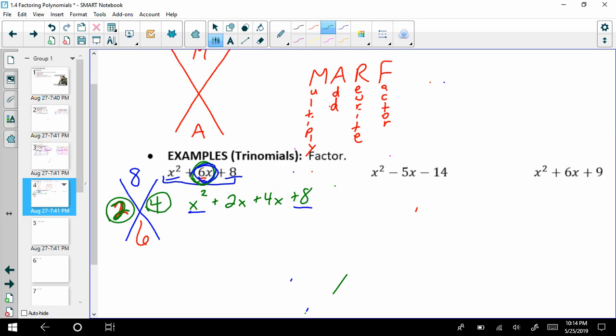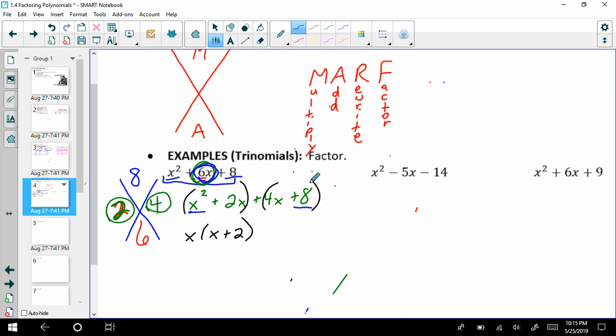If you can get it from there, now it's just grouping because I have 4 terms. So from the first group and from the second group, it's just like what we were doing. From the first group, what do they have in common? Oh, I could take an x out.